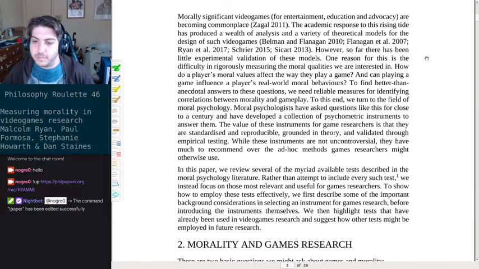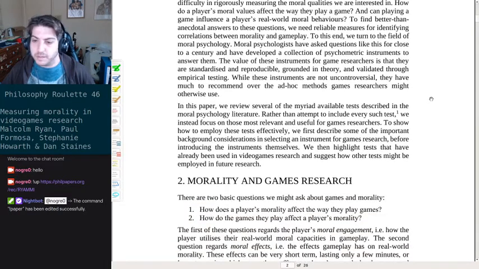to answer them. I don't know if I've ever said psychometric. That seems like a fun word. The value of these instruments for game researchers is that they are standardized and reproducible, grounded in theory, and validated through empirical testing. While these instruments are not uncontroversial, they have much to recommend over the ad hoc methods games researchers might otherwise use. Excuse me.